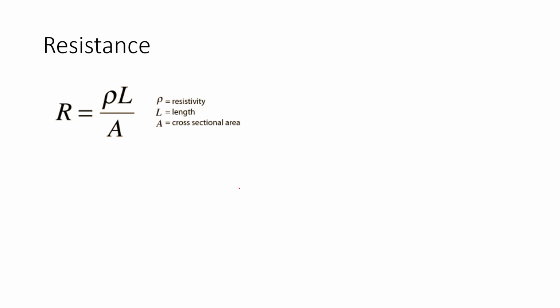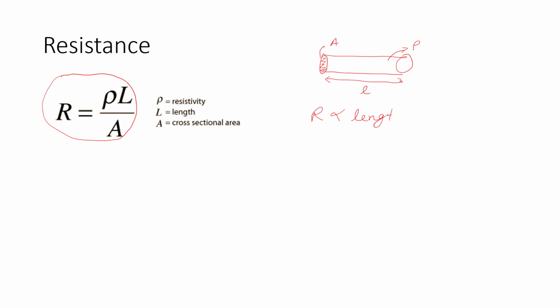Now we are going to discuss resistance. For a resistor which, let's say, looks like this, if the cross-sectional area is A, the length of this resistor is L, and it is made up of a material which has resistivity rho, then the resistance of the material is going to be R is equal to rho L by A. So resistance is directly proportional to length, correct? Resistance is directly proportional to length. It is inversely proportional to cross-sectional area and also directly proportional to the resistivity of the material.